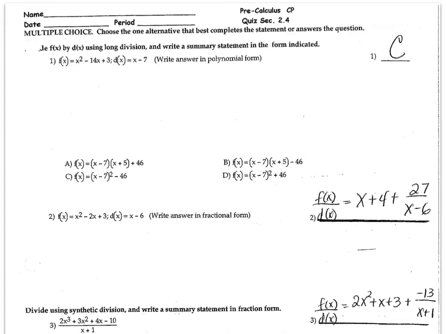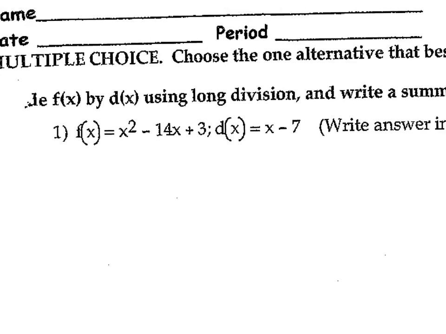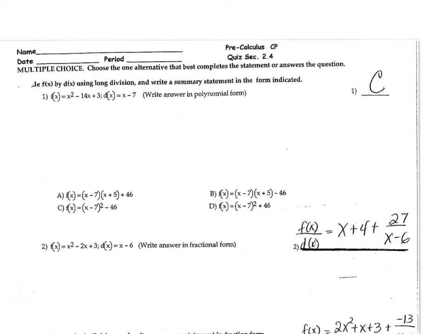Okay, so then these are the answers to the quiz, section 2.4 only, and there's two versions. So did you find it already? Yes, okay. So this version is the one that has x squared minus 14x plus 3. So check to see if that is the version that you have, please.